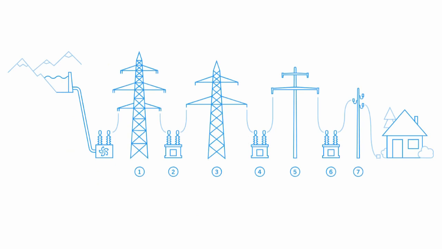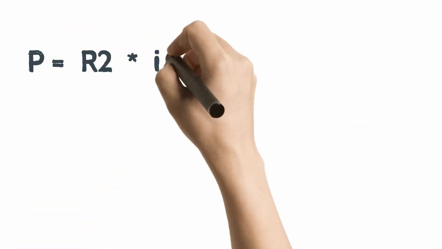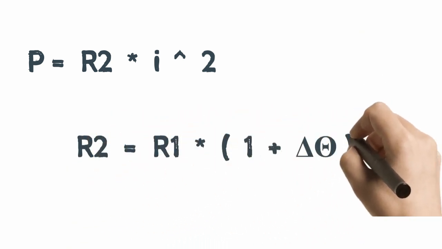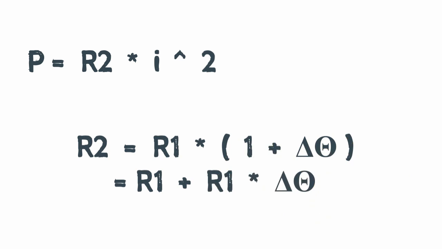During the passage of great currents, there are losses in heat. To explain this to you, I will tell you about these two formulas. P equals R times I squared, a formula developed by Joule. R2 equals R1 plus R1 times alpha times delta temperature. When the temperature increases, the resistance of the line will increase. As the resistance increases, line losses will also increase. Conversely, if the temperature drops, the resistance will drop and therefore the line losses will drop.